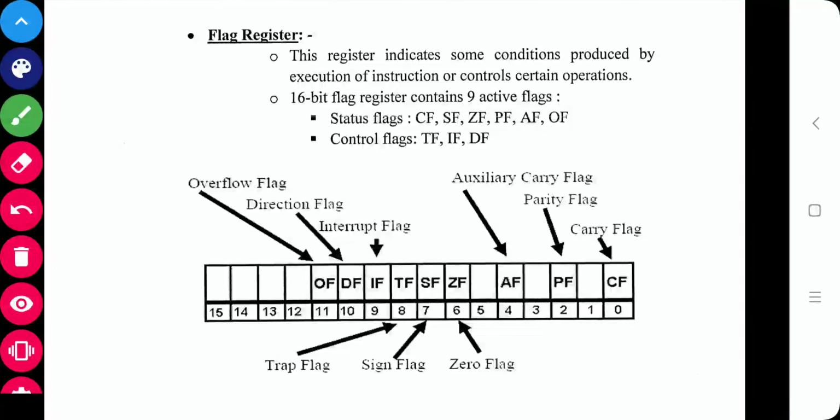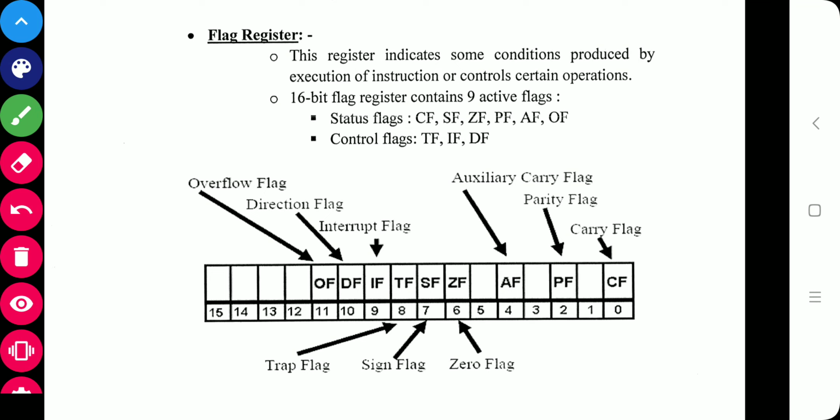Next register is the flag register. Flag register is also a 16-bit register. So it is having 9 active flags. The flag register indicates some condition produced by the execution of the instruction, and it controls the operation of the processor.